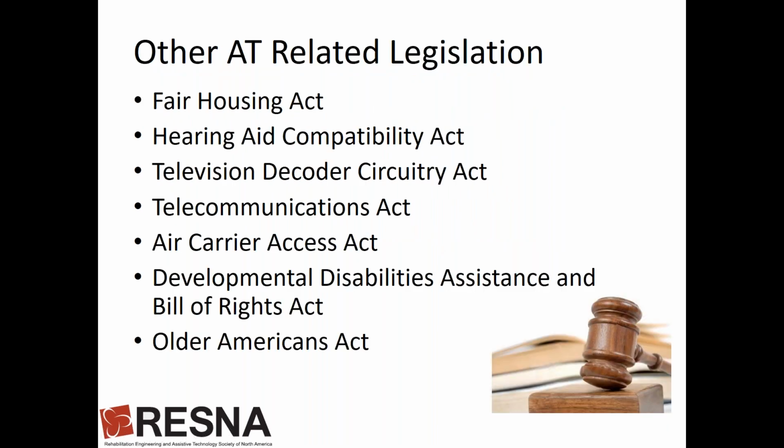Other AT-related legislation is the Fair Housing Act, hearing aid compatibility, television decoder, and telecommunications. You guys can read these: the Air Carrier Access Act, the Developmental Disabilities Assistance Act, and the Older Americans Act. So whatever area that you're working in, if you start getting some barriers for compliance, if it's funding for acquisition of equipment, if it's an accommodation for a ramp and access to a building, then these are where you can dive down and get some more specific standards.